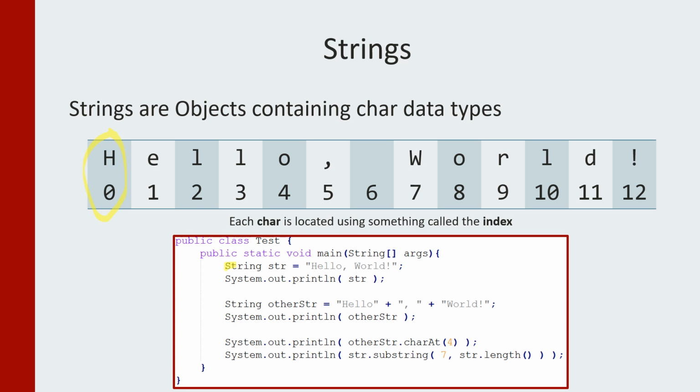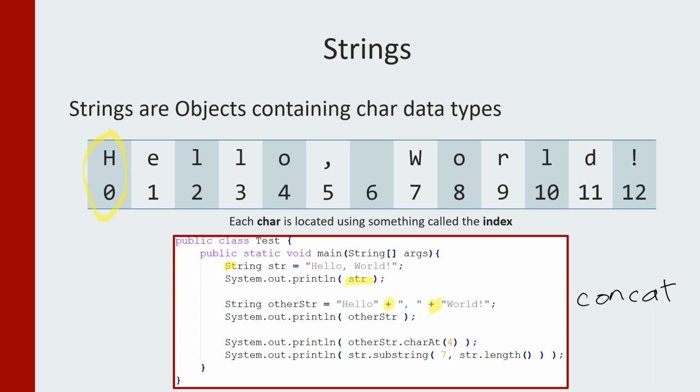Instead of typing hello world inside the System.out.println, I can just reference the variable that I've created. There are other things that you could do with strings. Here's a string called other string, which is hello, plus a comma, plus world. This plus does something a little different from the addition we're used to. What it does is called string concatenation. It combines the strings together into one big string. You can then print out that string as well.